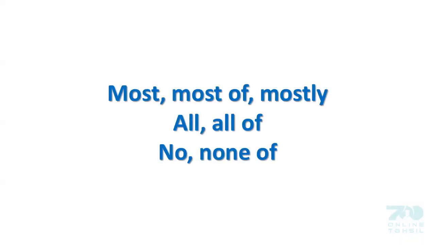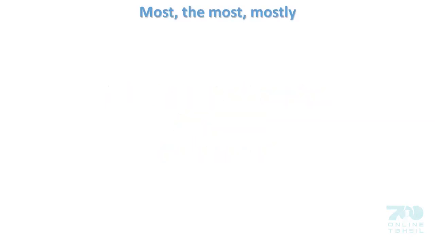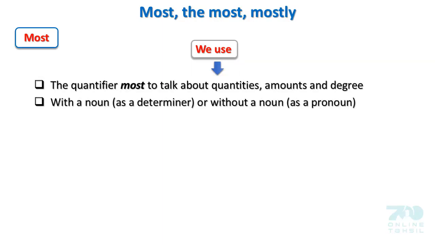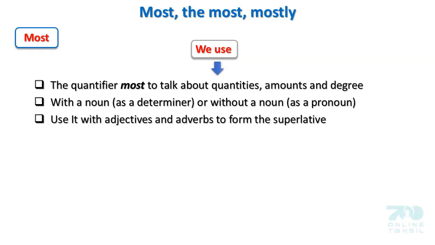Most, most of, mostly, all of, no, none of. Most, the most, mostly. We use the quantifier most to talk about quantities, amount, and degree. We can use it with a noun as a determiner or without a noun as a pronoun. We can also use it with adjectives and adverbs to form the superlative.